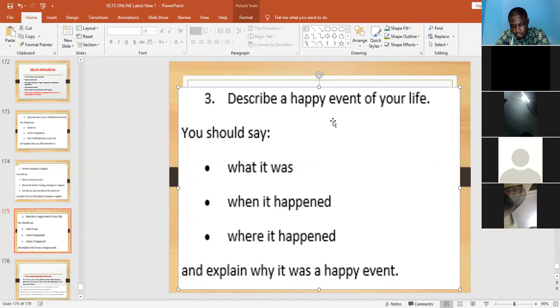This success came sometime in 2009. It happened not in any other place, but while I was at home. Somebody had to help me check the list and found out that my name was actually on the pass list. I would call it a happy event because it's an exam I had been writing for a very long time.